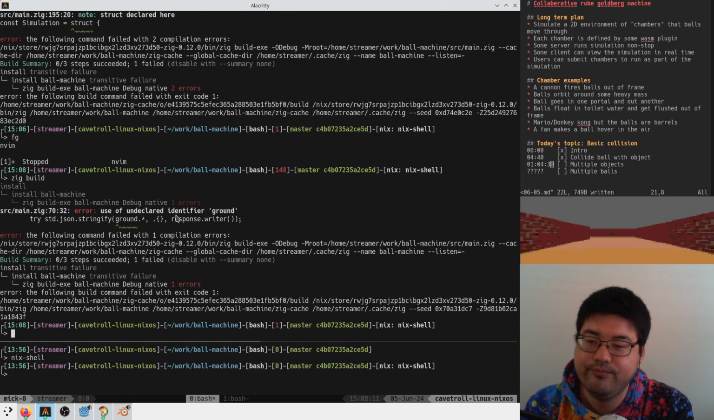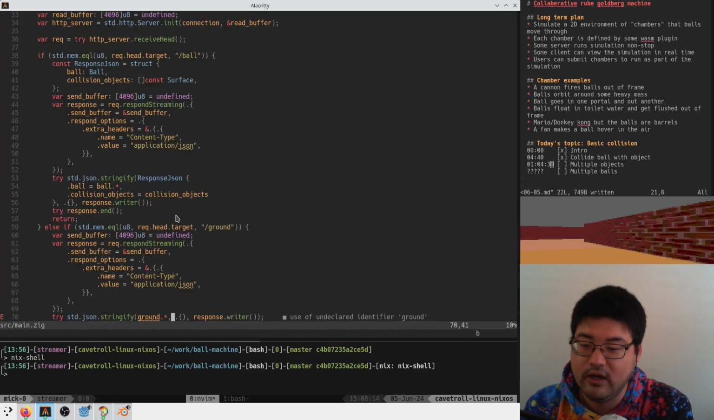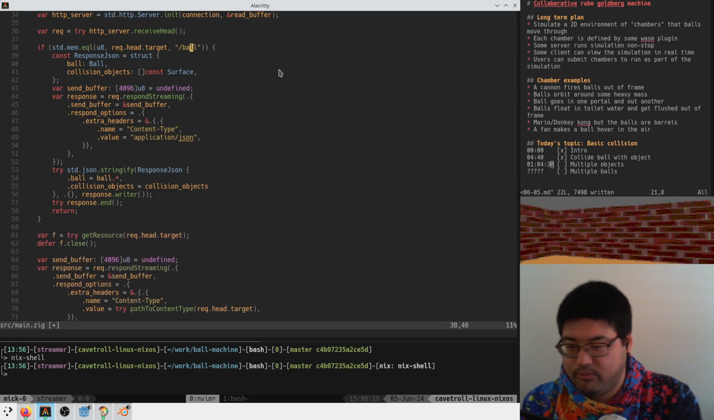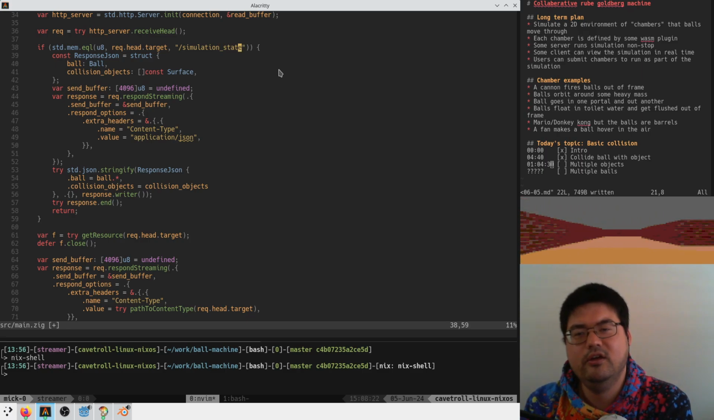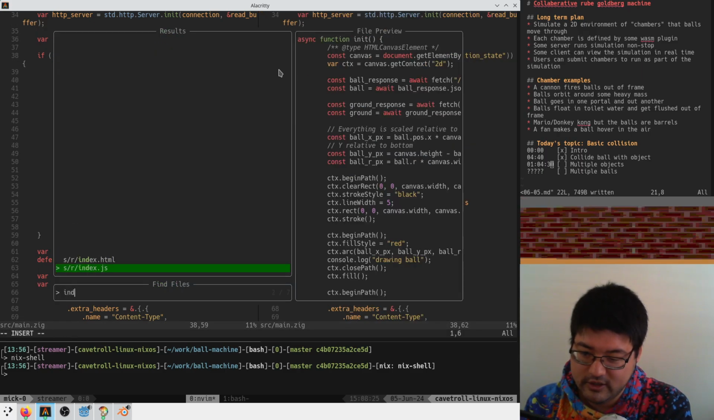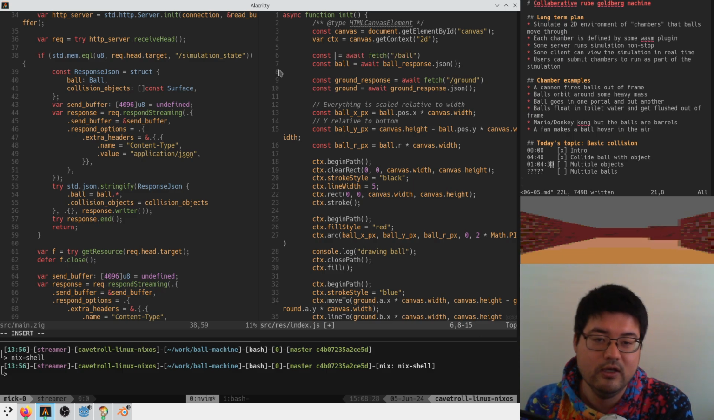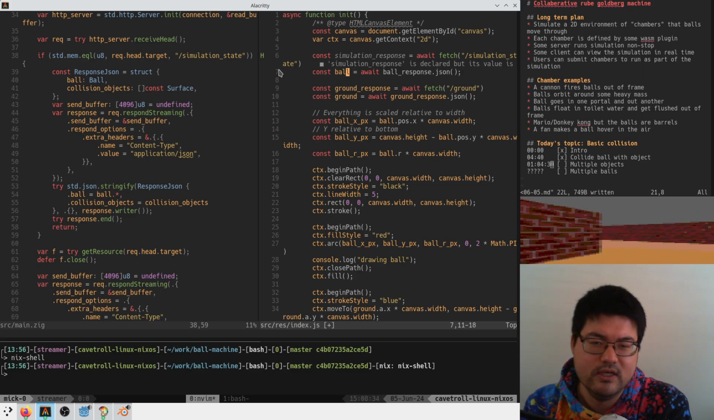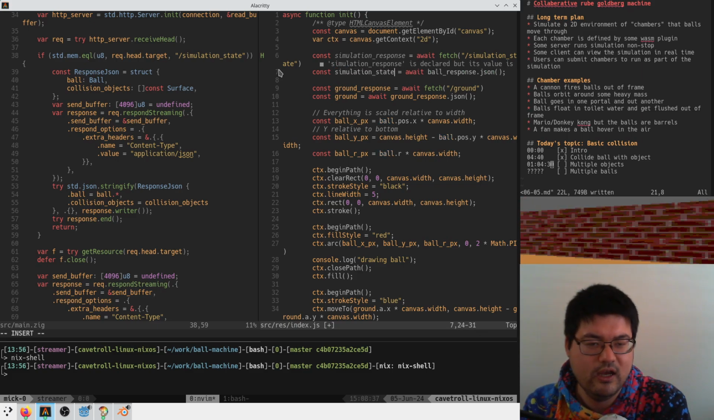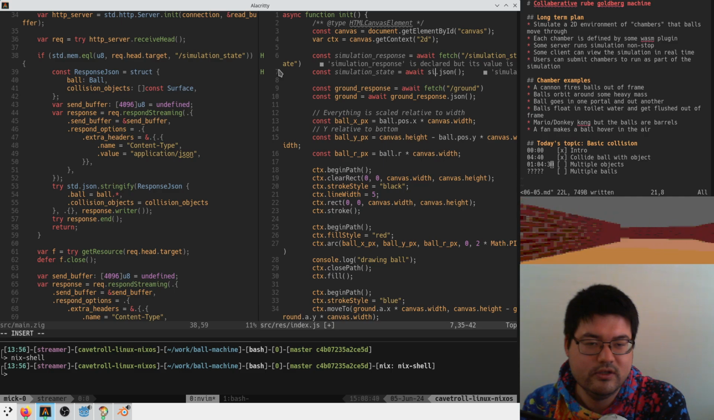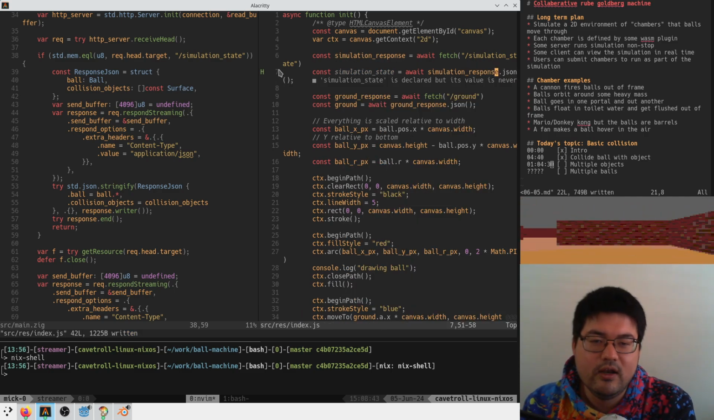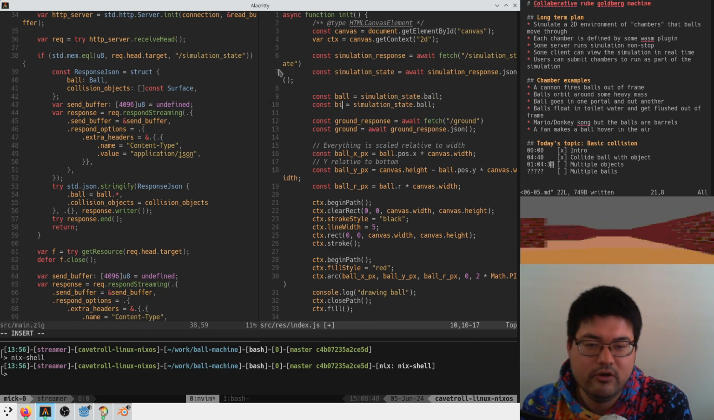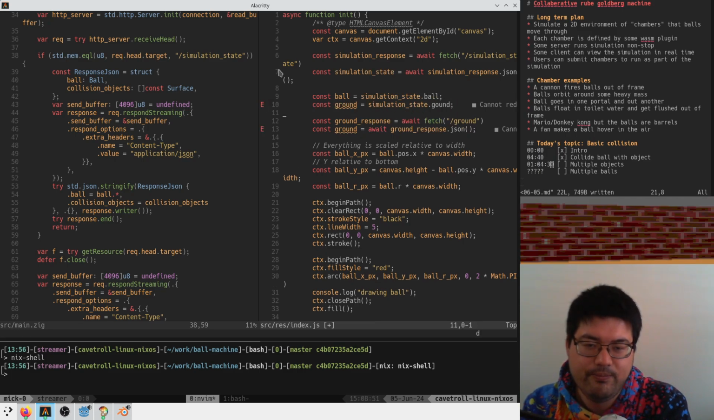Zig build. And he doesn't like that at 70 here. Right, because we're gonna rename this from ball to simulation state. And in our index JavaScript, we're not gonna get the ball anymore. We're gonna get the simulation response, which is from simulation state. This is the simulation state, comes from the simulation response. And then we just have const ball is equal to simulation state ball, and ground is ground, and then everything else should just work, I think.